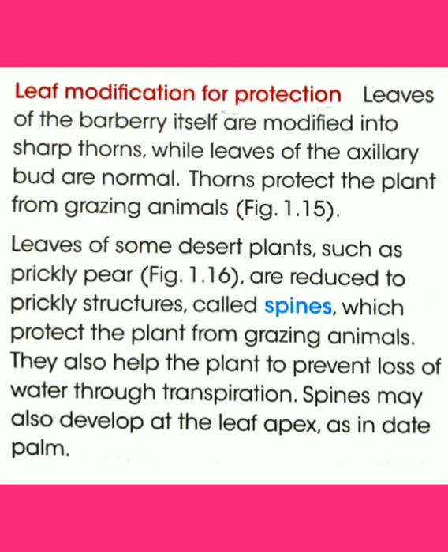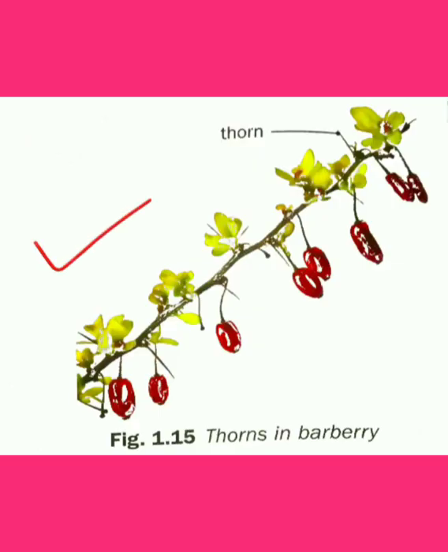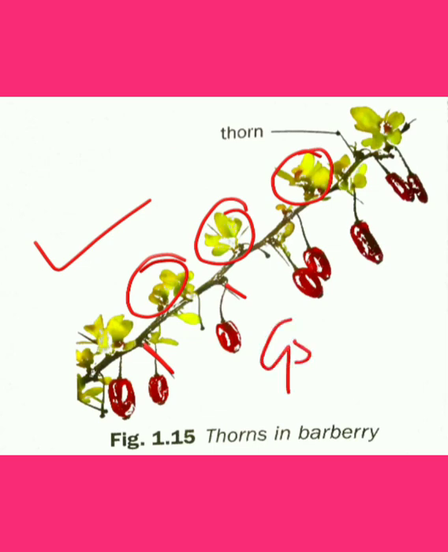Next is leaf modification for protection. In this picture, you can see the thorns in barberry. Here the leaves are modified into sharp thorns, while the leaves of the axillary bud are normal. So what is its function? These thorns protect the plant from grazing animals.